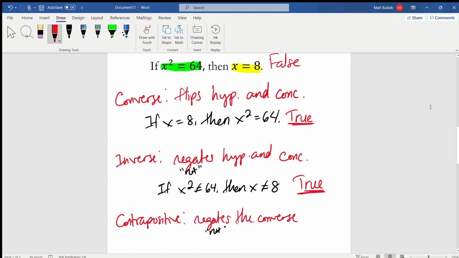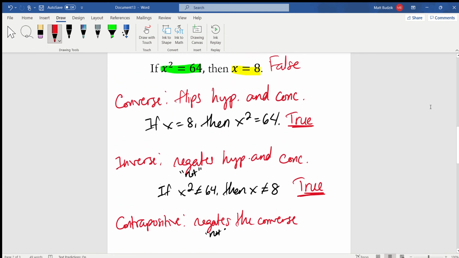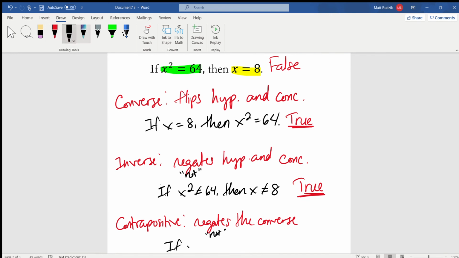And then my contrapositive negates the converse. So if I take a look at the converse, if x equals 8, then x squared does not equal 64. Okay? So let's walk through this. If I write this contrapositive, I have if x does not equal 8, then x squared does not equal 64.